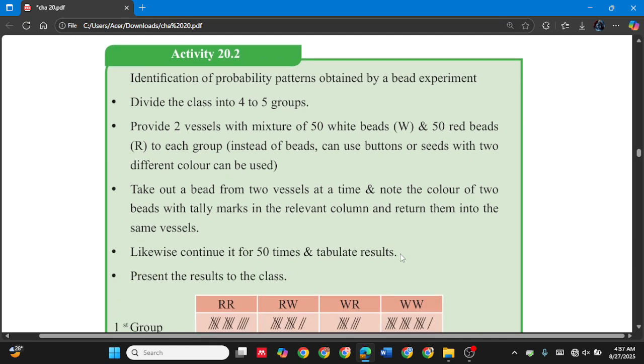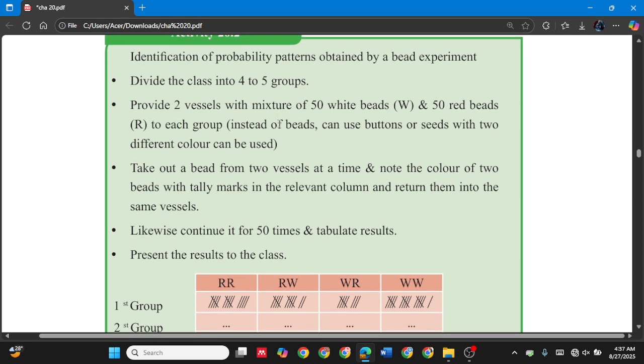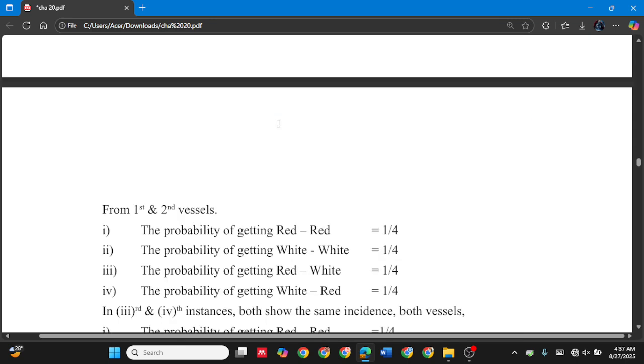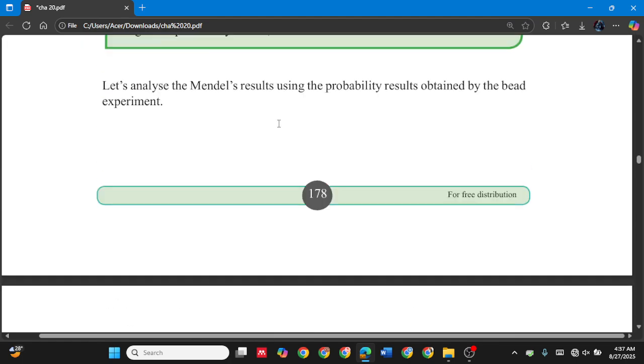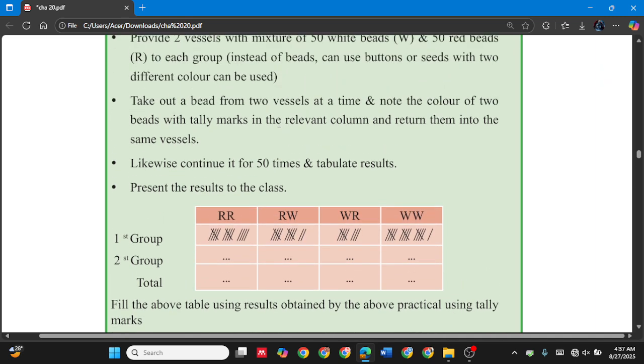Identification of probability patterns obtained by the bead experiment. Divide the class into 4 to 5 groups. Provide 2 vases with mixtures of 50 white beads and 50 red beads to each group. Instead of beads, you can use buttons or seeds of 2 different colors. So this is an experiment, and from here you see they are doing an experiment to find out what was done by Mendel.